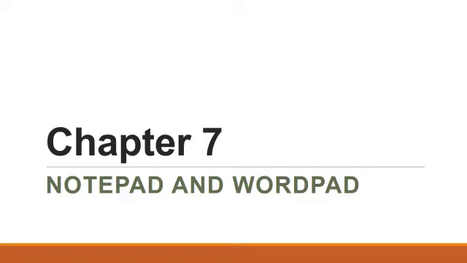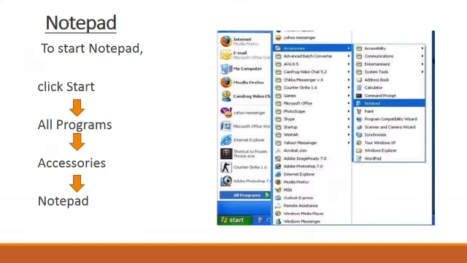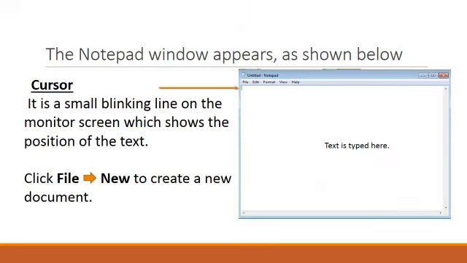Notepad and WordPad are basically two computer softwares that are used to type letters and numbers on the computer screen. First we will discuss about Notepad. To start a Notepad on computer screen, we have to follow these steps. First of all, click the start button, all programs, accessories, and then Notepad.